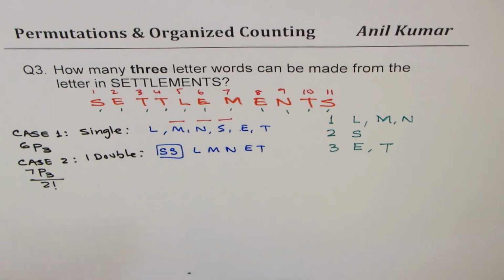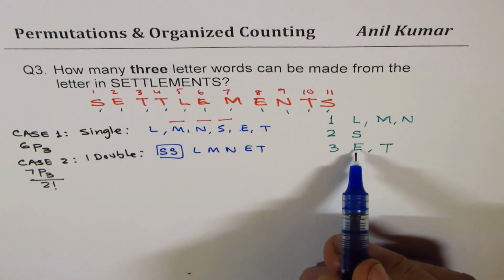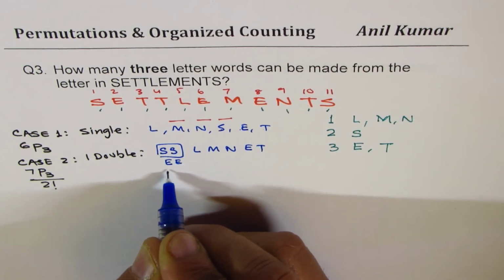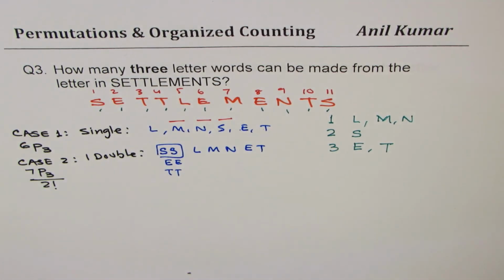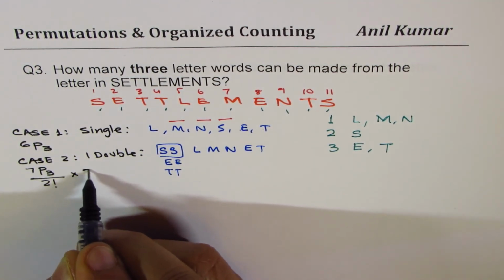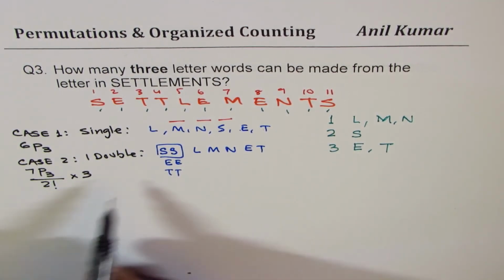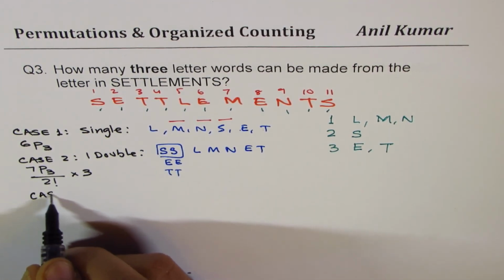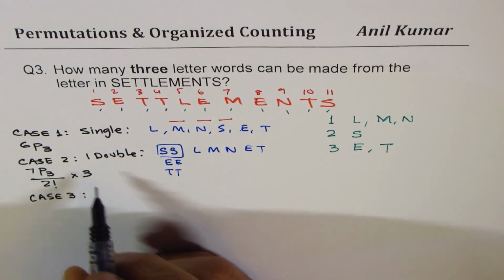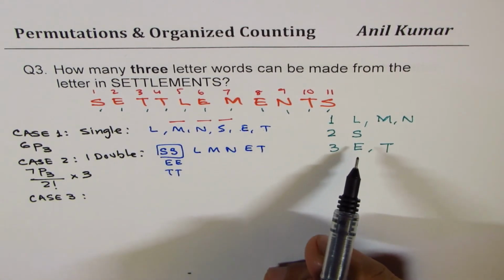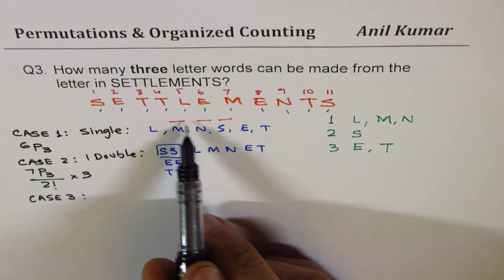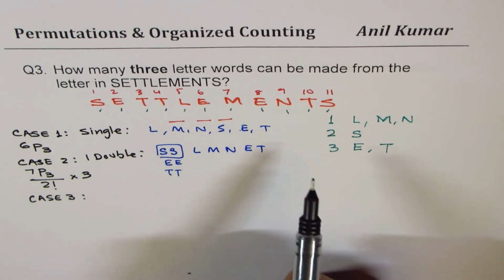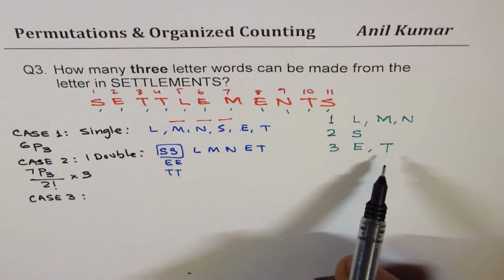Now this could have been replaced with 2 E's and 2 T's. So we could have 2 E's, or we could also have 2 T's, right? So that means times 3. So with one double, we get all these combinations. Okay, let's do case 3 now. In case 3, we could have 2 doubles, but no, we cannot, because there are only 3 spaces. We are working with 3 letters. So we have covered doubles.